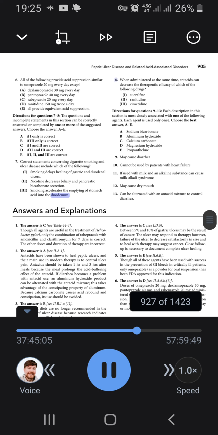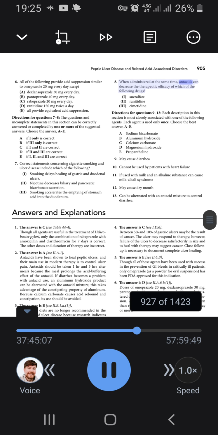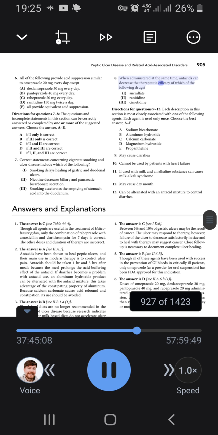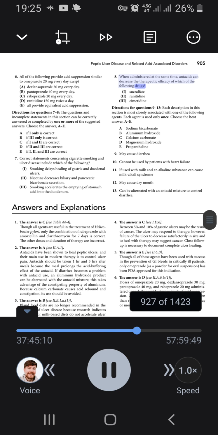8. When administered at the same time, antacids can decrease the therapeutic efficacy of which of the following drugs? 1. Sucralfate, 2. Ranitidine, 3. Cimetidine. Directions for questions 9-13. Each description in this section is most closely associated with one of the following agents. Each agent is used only once. Choose the best answer. A. Sodium bicarbonate, B. Aluminum hydroxide, C. Calcium carbonate, D. Magnesium hydroxide, E. Propantheline.